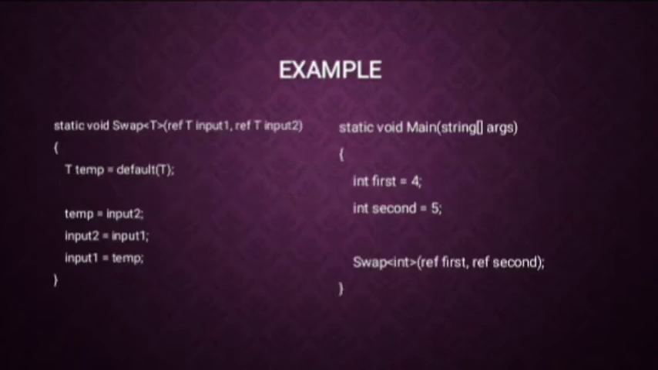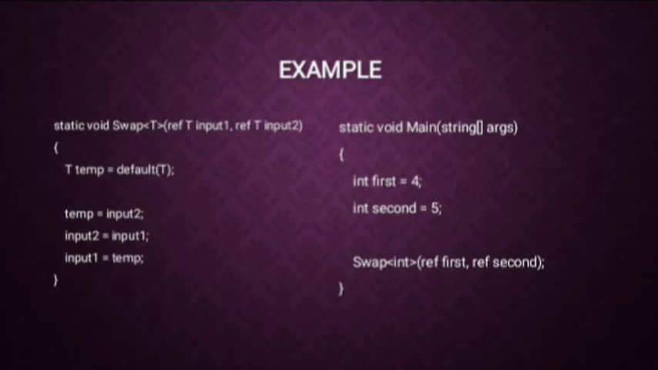The next slide is the example. I have taken the swapping of two numbers, a very basic example. First, static void Swap is the method name. The T represents the data type, in the less than and greater than symbols. The input parameters are of data type T, which we also call the type parameter. Inside the curly braces, we have the normal process of swapping the variables, using a temporary variable.